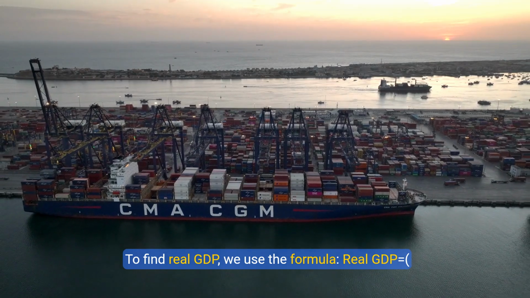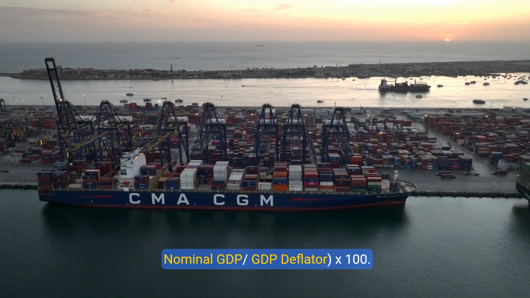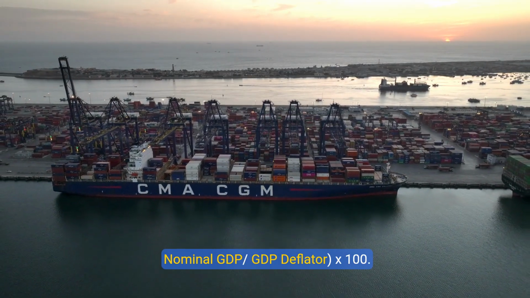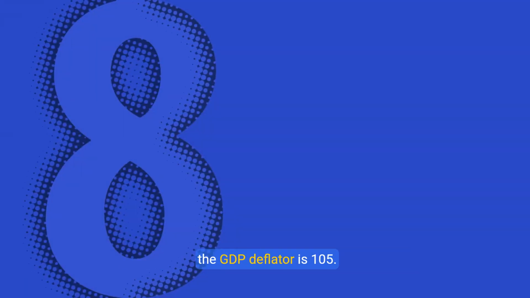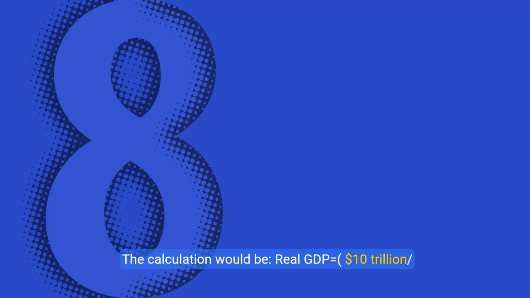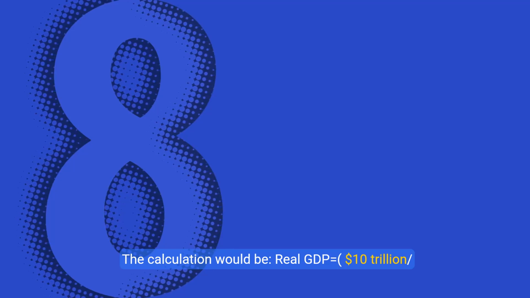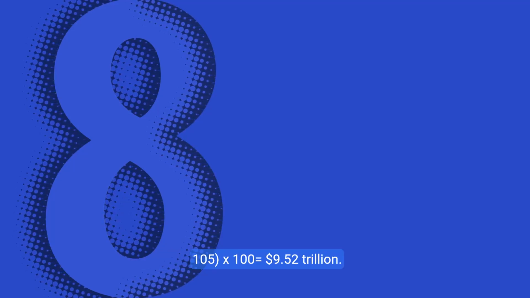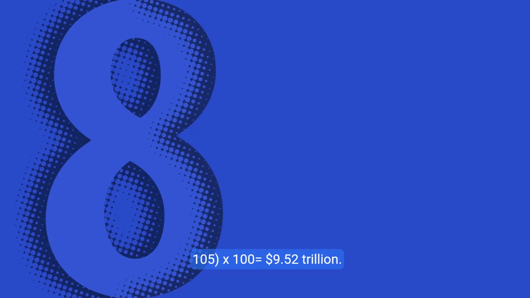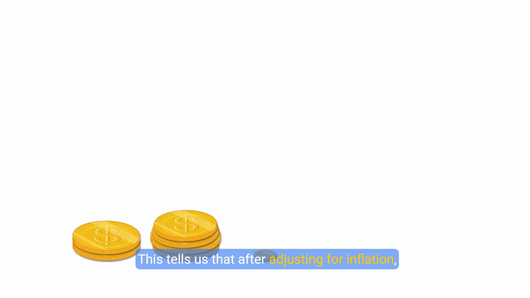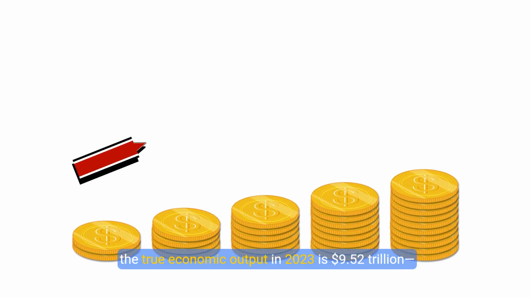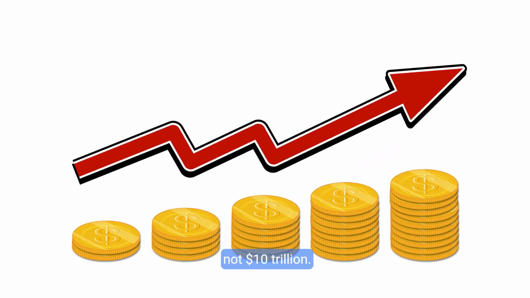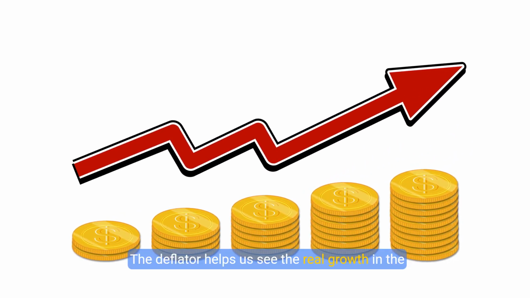To find real GDP, we use the formula. Real GDP equals nominal GDP divided by the GDP deflator, times 100. Let's say in 2023, nominal GDP is $10 trillion and the GDP deflator is 105. The calculation would be real GDP equals $10 trillion divided by 105, times 100, which equals $9.52 trillion. This tells us that after adjusting for inflation, the true economic output in 2023 is $9.52 trillion, not $10 trillion. The deflator helps us see the real growth in the economy.